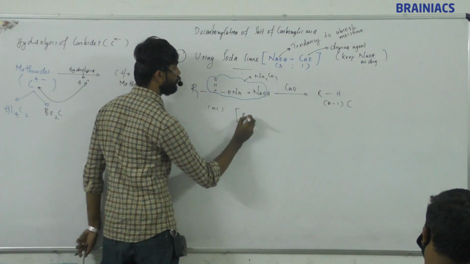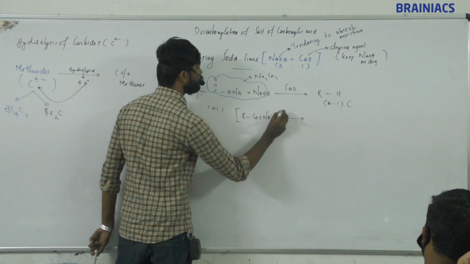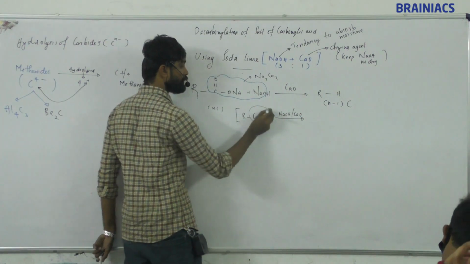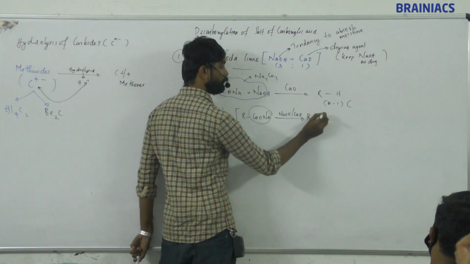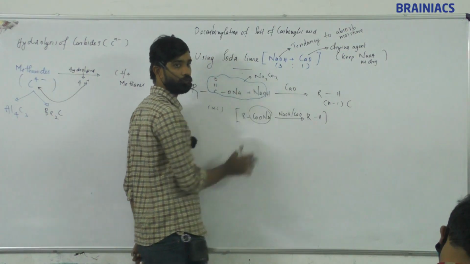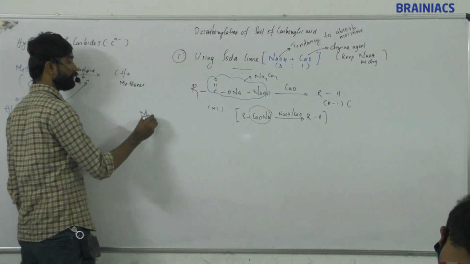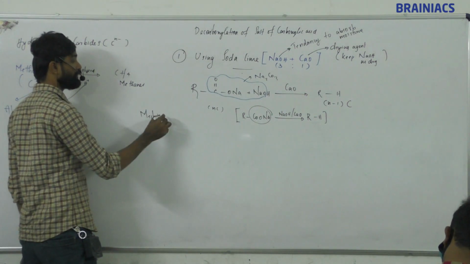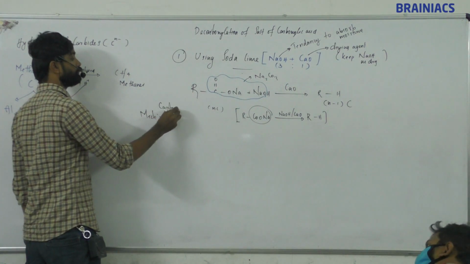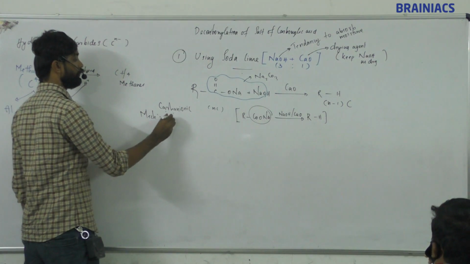If you have RCOONa, which on treatment with soda lime, you simply replace this COONa by H. No need of writing the byproduct. Na2CO3 is a byproduct. Listen, actually the mechanism is not given in your textbook, but you should simply know the mechanism. The mechanism is an anionic mechanism, a carbanionic mechanism.